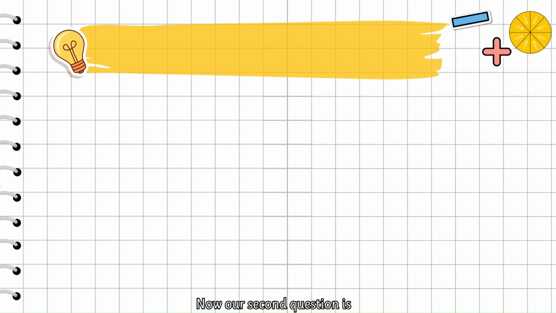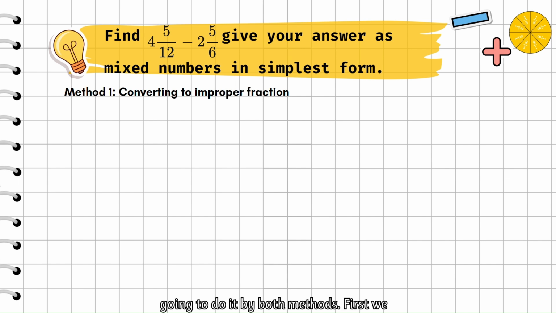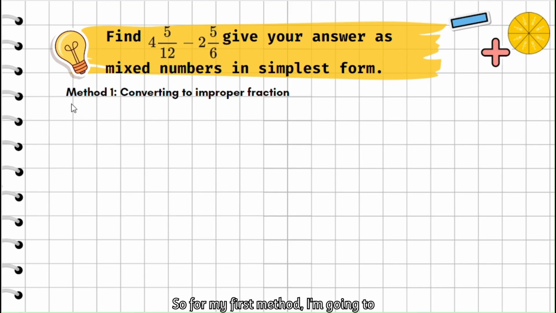Now our second question is, find 4 whole 5 over 12 minus 2 whole 5 over 6. Give your answer as mixed numbers in simplest form. Again, we're going to do it by both methods. First, we're going to do it with the first method, which is converting to improper fractions. So for my first method, I'm going to convert both of my mixed numbers into improper fractions.